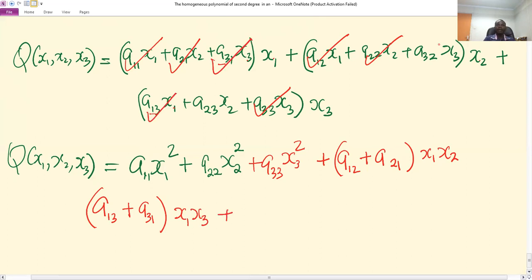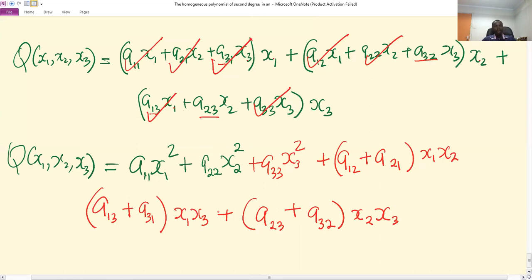Plus, I come here, I only have x2 x3. They're the same, only that the order is interchanged. So I'll have a23, this one here, plus here I'll have a32, multiplied by x2 x3. So this will be the quadratic form that we were interested in.